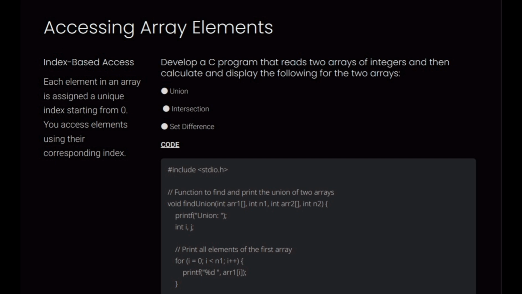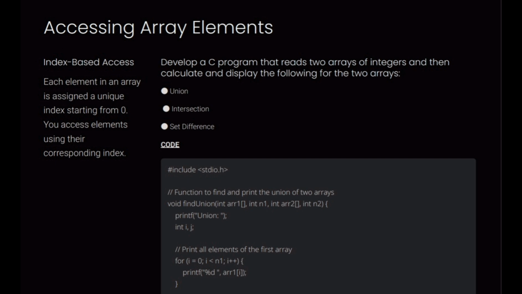Develop a C program that reads two arrays of integers and then calculates and displays the following for the two arrays. Certainly, let's break down the code step by step. Header inclusion, where it includes stdio.h, which is the standard input and output header file. This line includes the standard input output library in C. This library provides essential functions for input and output operations.